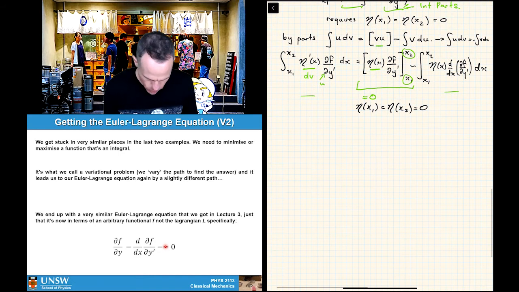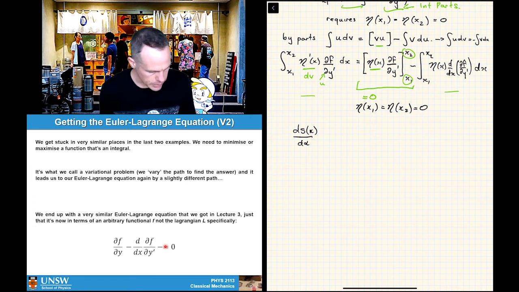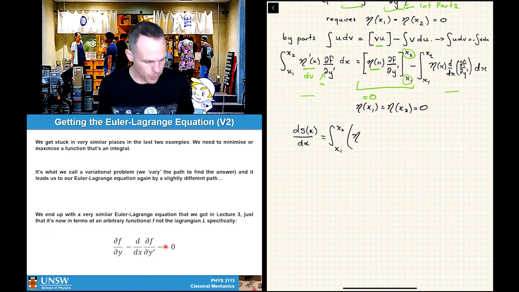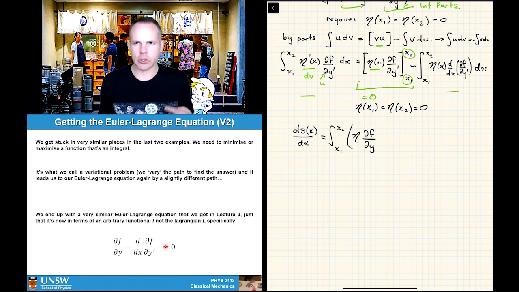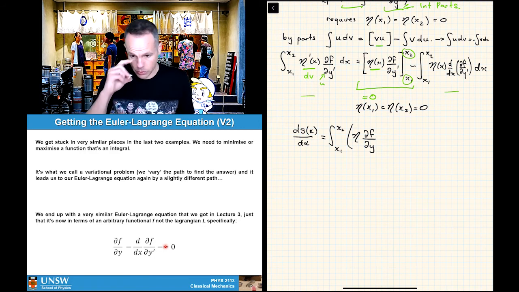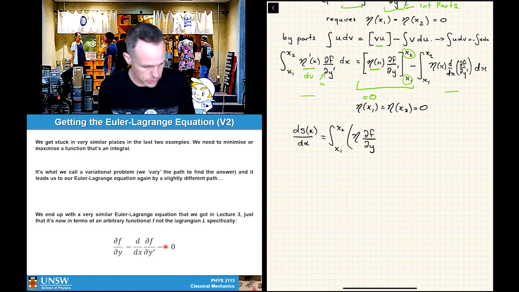So let's do this. We've got dS of alpha on d alpha is equal to the integral from x1 to x2 of eta, and I'll strip off the function part of this now. So dF on dy. And often the trick here is just to specify what it's a function of enough and in the right places that someone knows what's going on. You don't need to write it all the time. And that's, again, one of the skills that comes from doing lots of problems. You start to work out where this is important, where it's not important.